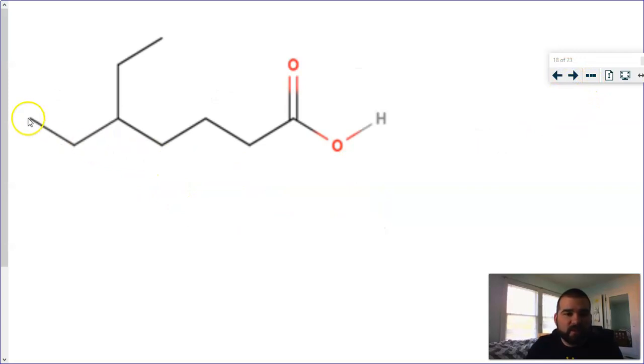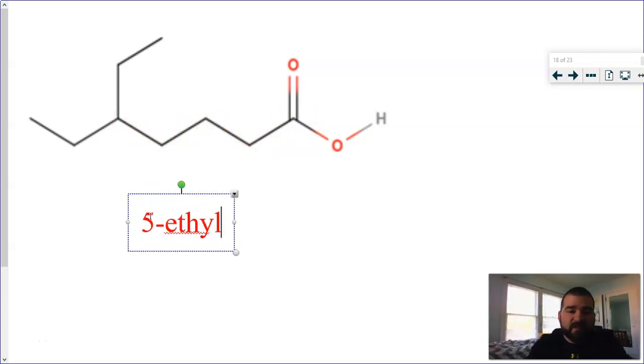All right, the next one, 1, 2, 3, 4, 5, 6, 7 carbons. So we have 2 functional groups. I have a carboxylic acid over here, and I have an ethyl group right there. The carboxylic acid group is at the end of a chain, so I think we're going to call that carbon number 1. And the other one's on carbon 1, 2, 3, 4, 5. So this is going to be 5-ethyl. And then we would just name the rest of it as is. 1, 2, 3, 4, 5, 6, 7 in my chain.